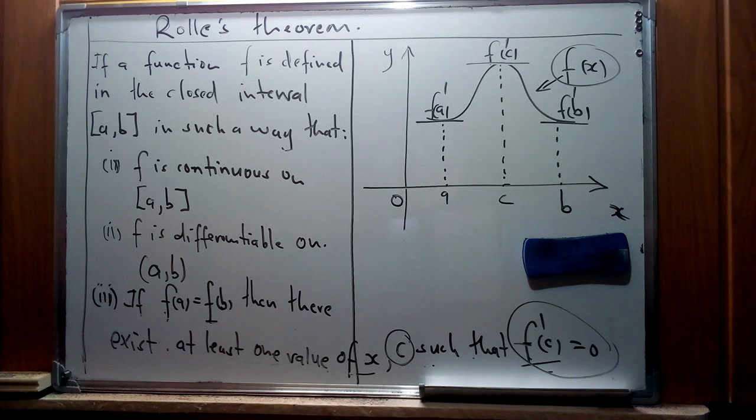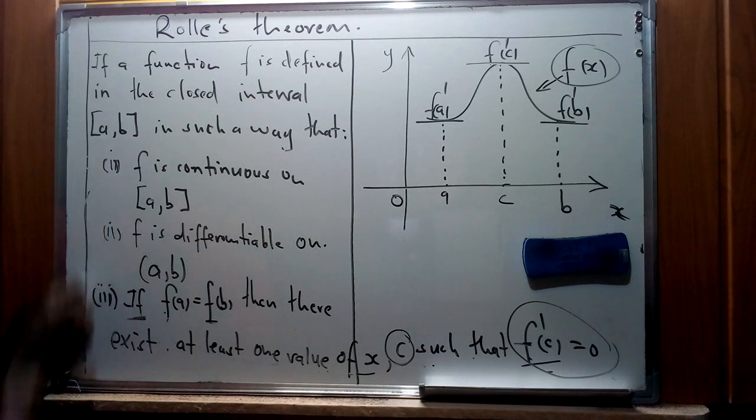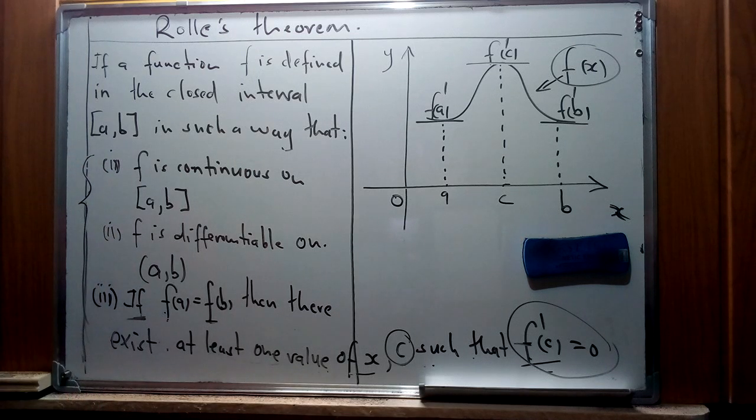Now we're going to use an example to figure out whether a function obeys Rolle's theorem, by checking whether the three conditions in totality have been obeyed. I'm going to give an example that we'll use to find out whether that particular function obeys Rolle's theorem, in a similar way as we did for the mean value theorem.